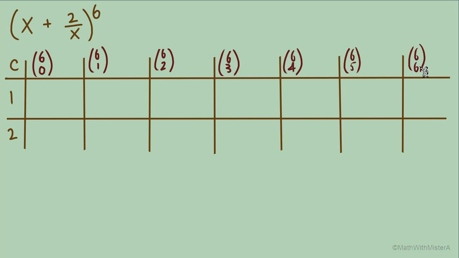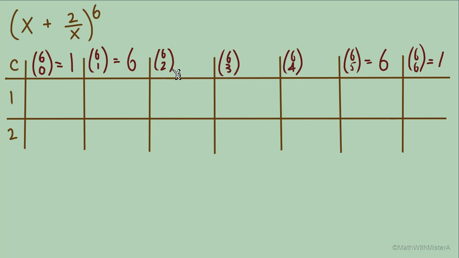So 6 choose 6 looks good. Now let's evaluate these, but not all of them, because we know that first and last coefficients are 1. So let's not do more work than necessary. We know first coefficient is 1, last coefficient is 1. Since our degree is 6, we also know the second coefficient and the second to last coefficient will also be 6.